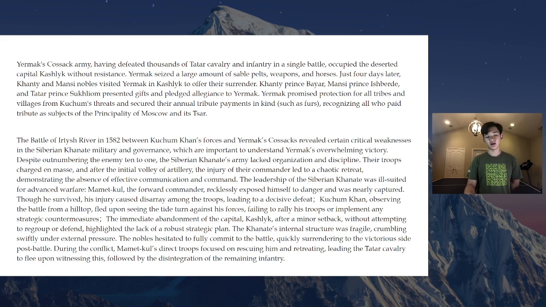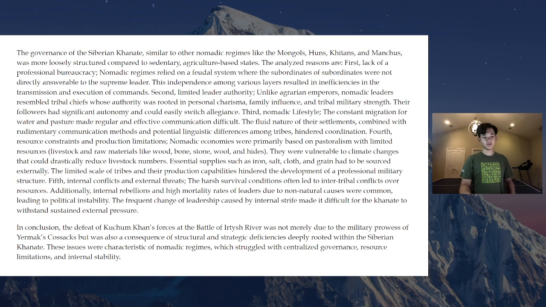So despite, again, the Siberian Khanate's army outnumbering the enemy 10 to 1, they lacked organization and discipline, and they charged en masse, and the injury of their commander led to a chaotic retreat. The power struggle in the Siberian Khanate between the different lineages was also representative of the unorganized and undisciplined army that led to this defeat.